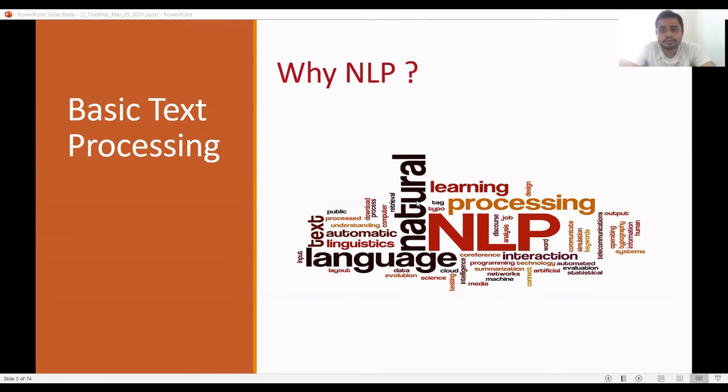NLP is important because it helps resolve ambiguity in language and adds useful numeric structure to the data for many downstream applications, such as speech recognition or text analytics or fake news detection.